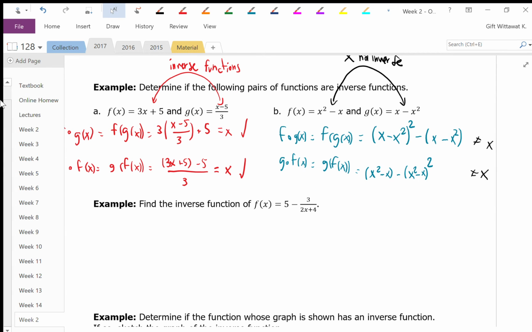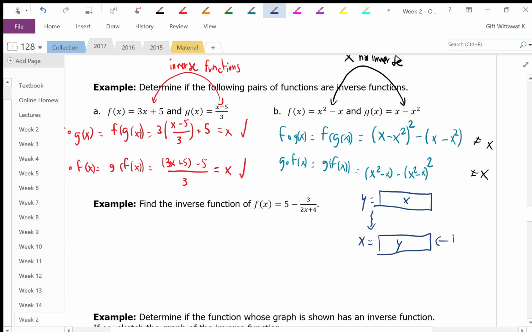Now, sometimes you can work out the inverse function of a function by an algebraic method. Typically, when you write a function, you write y as a function of x. If you can somehow manipulate that equation and write x in terms of y, then this is going to be your inverse function.